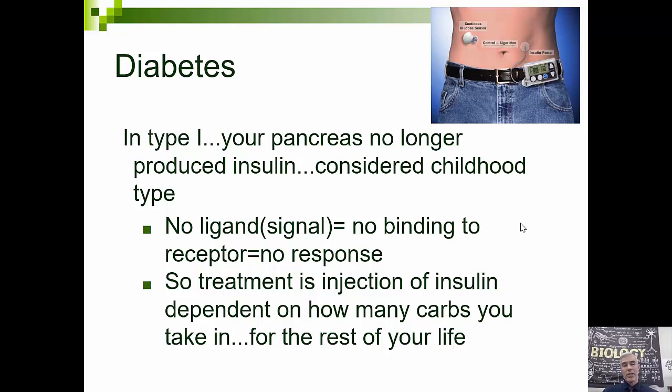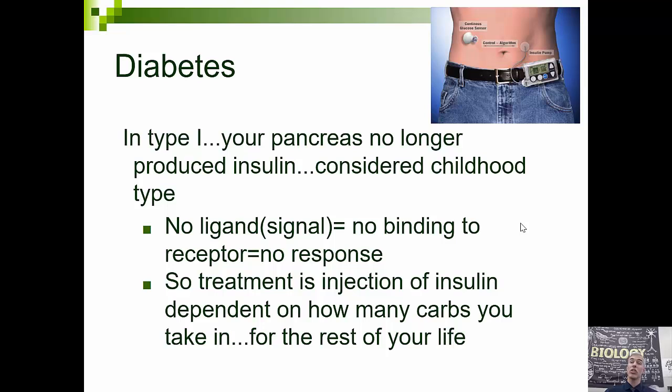So what is diabetes? Diabetes is a disease where you do not properly regulate your blood sugar. There are two types. Type 1 is considered to be a childhood form, though you can get it as an adult too. This is usually when your immune system attacks your pancreas, and your pancreas can no longer make insulin or glucagon. In this case, there is no ligand made. So you cannot regulate blood sugar levels effectively.